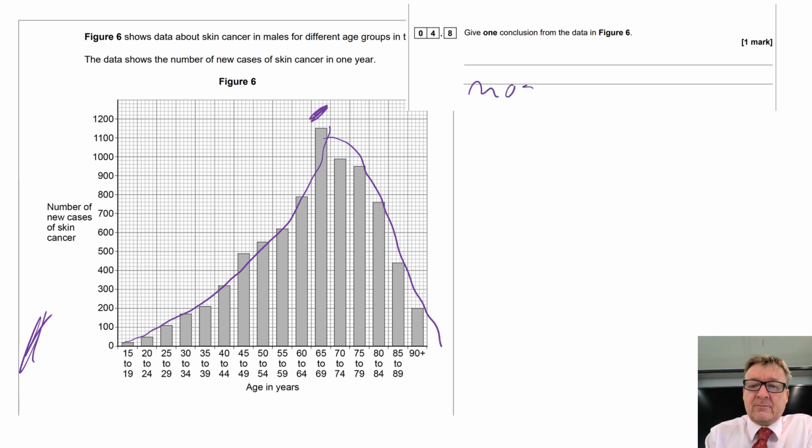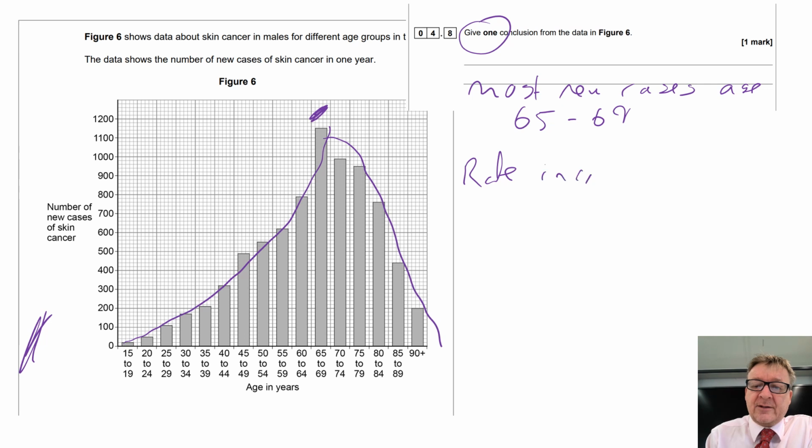Most new cases age, let's just check it out, 65 to 69. Okay, that's a fact. Conclusion, one conclusion. The rate increases, sorry about my writing, from 15 to 19 up to 65 to 69. Okay, I can see that.